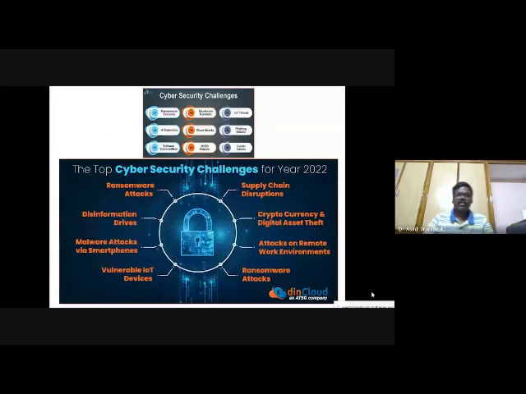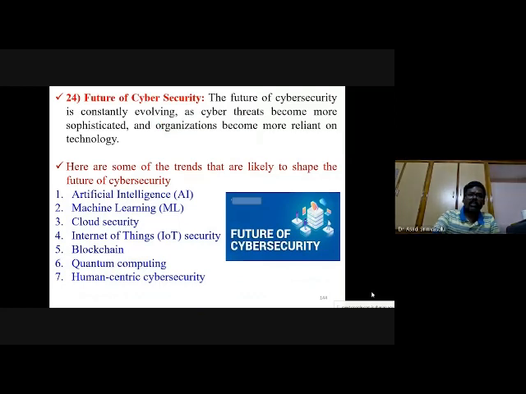So that's why in the year 2022, the top 10 cyber security challenges were ransomware attacks, disinformation drives, supply chain disruption, malware attacks via smartphones, vulnerable IoT devices, ransomware attacks, attacks on remote work environments, cryptocurrency and digital asset theft. These are the challenges. Now these are the future of cyber security. So what is going to happen next?